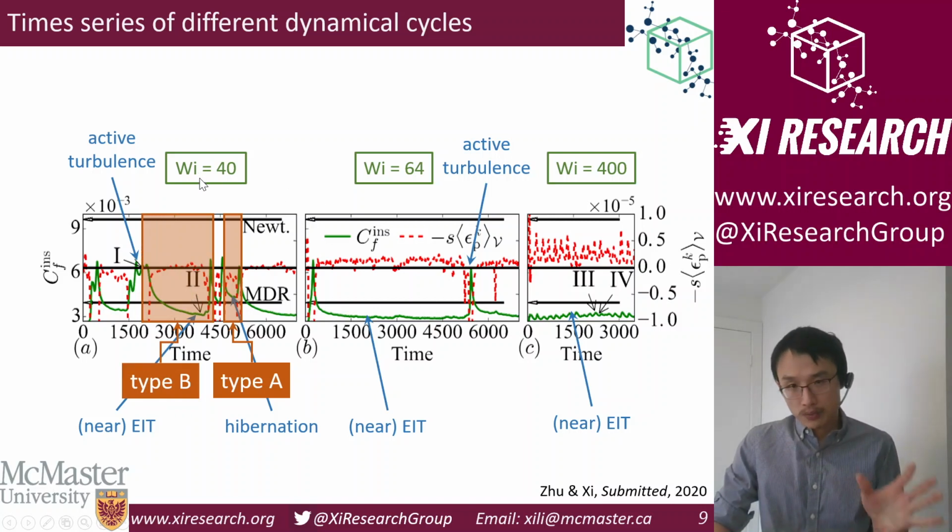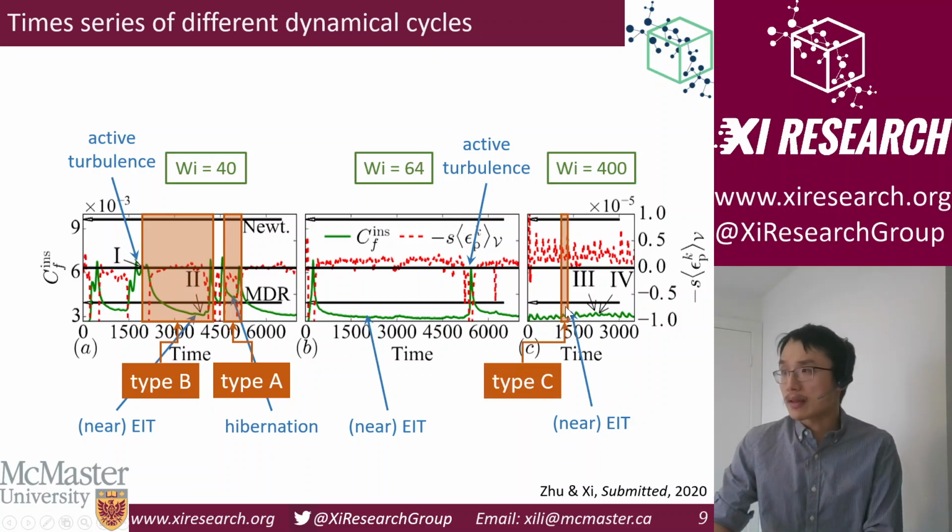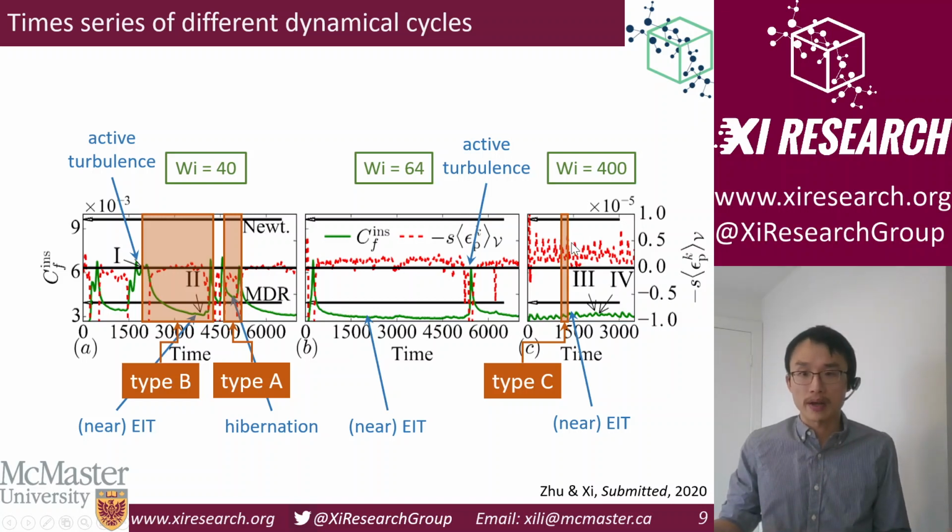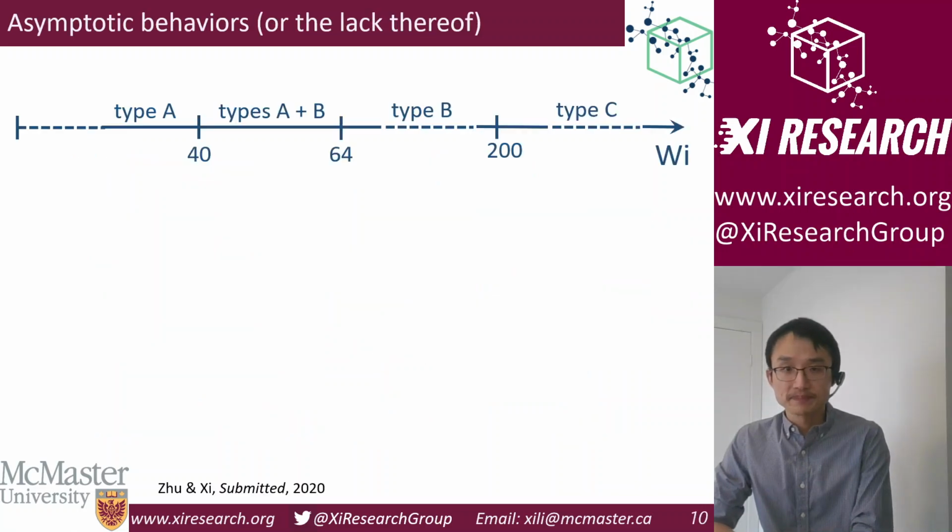As you keep on increasing the Weissenberg number, type A cycles start to disappear. Type B cycles become longer and longer. Then at a really high Weissenberg number, you can see that both type A and type B cycles are gone, and you see this new type C cycle, which is reflected as a sort of wiggle in this time series, and you can see that the elastic conversion rate is basically fluctuating back and forth in a quasi-periodic manner.